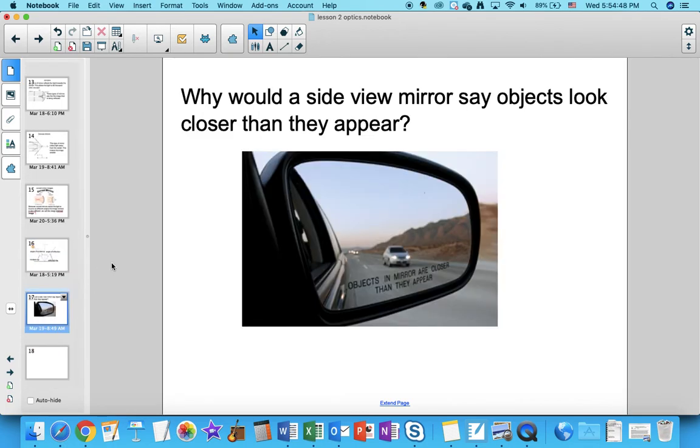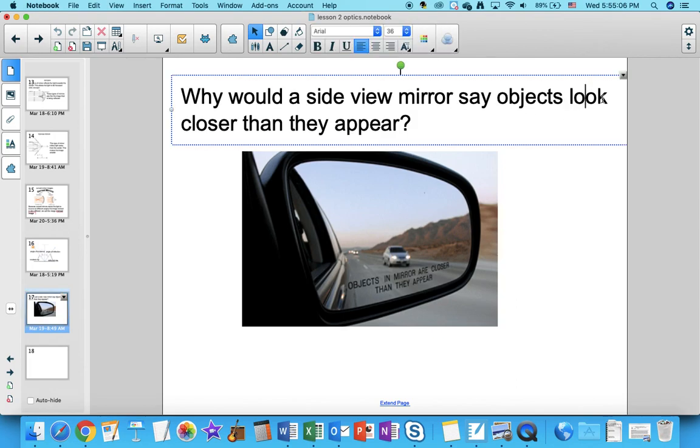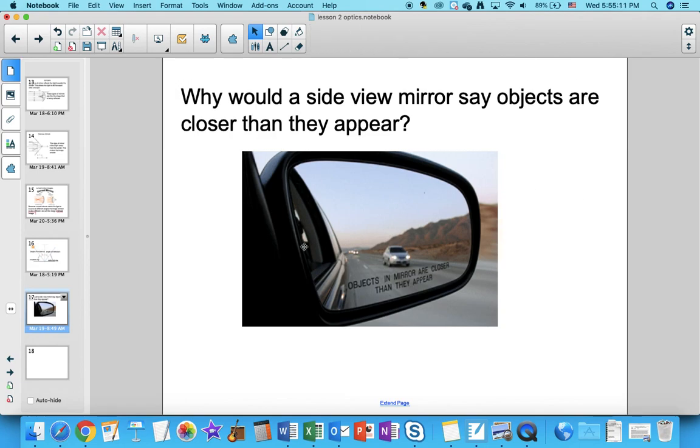So one last question to think about. Why would a side view mirror say objects look closer than they appear? Or, sorry, not look closer, are closer than they appear. I should change that. So why do side view mirrors say objects are closer than they appear? Why would a side view mirror say objects are closer than they appear? So think about that as we end off this lesson.